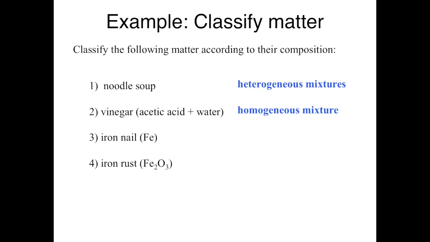How about an iron nail, which has the symbol Fe? An iron nail is an element because it only has one type of atom in it. What about iron rust? Iron rust has a formula of 2 particles of Fe for every 3 particles of O, which is oxygen. That is a compound. It is a pure substance that has 2 elements in it in a fixed amount.